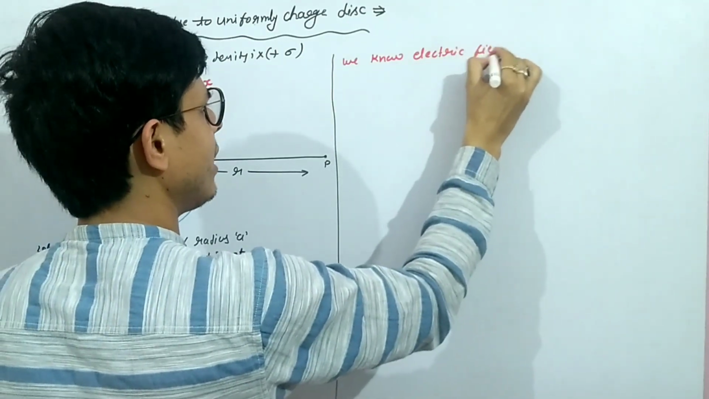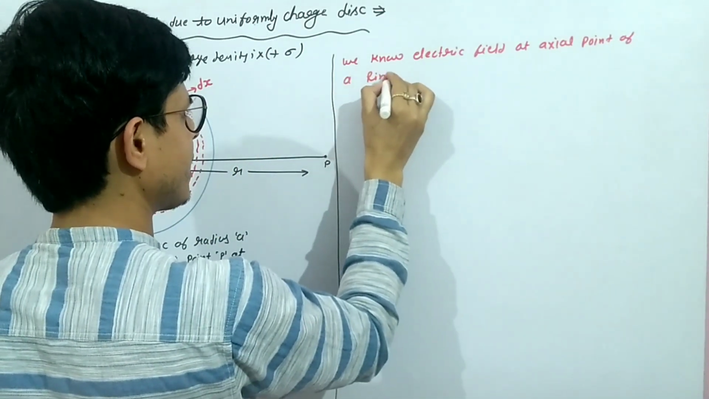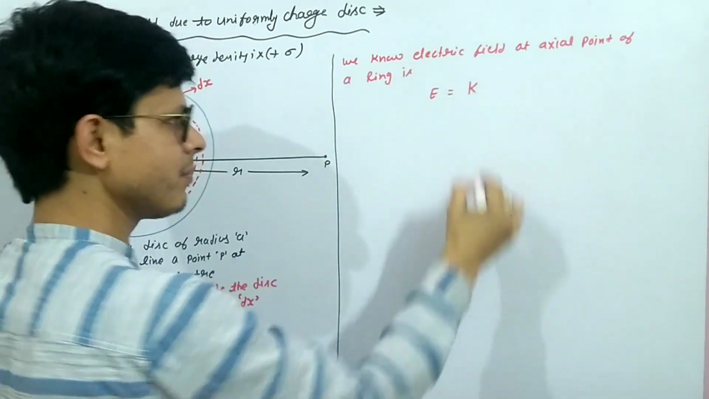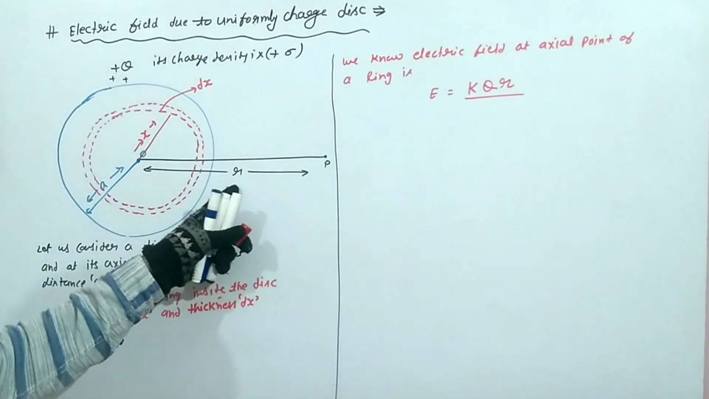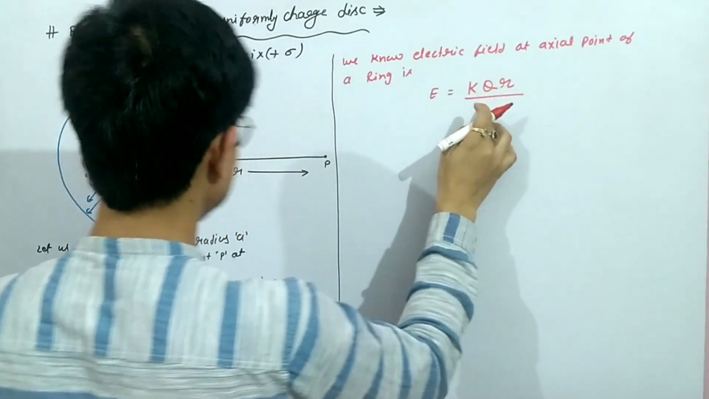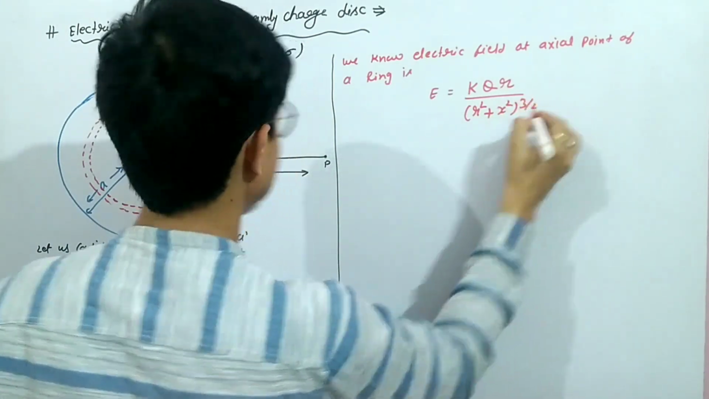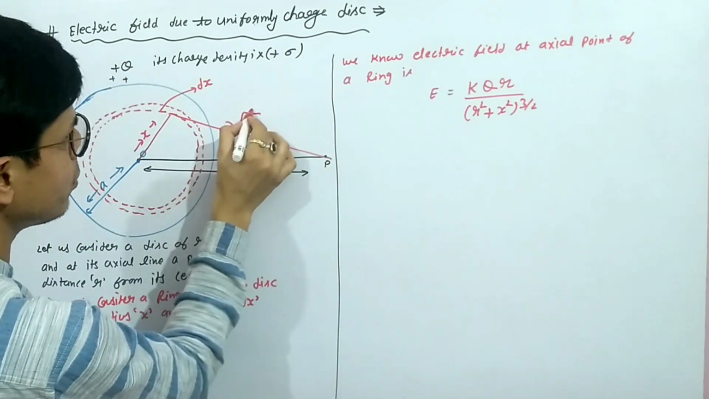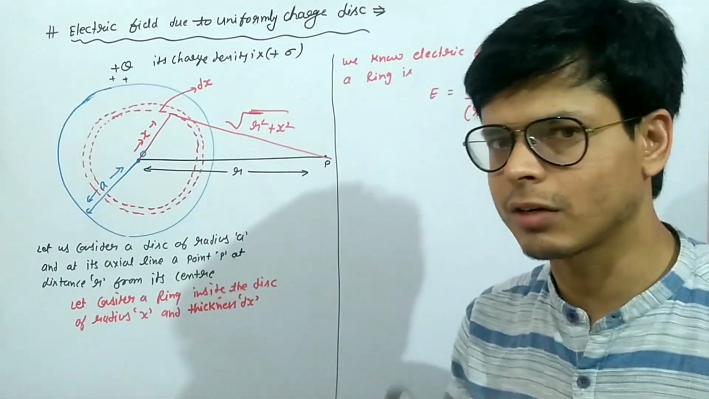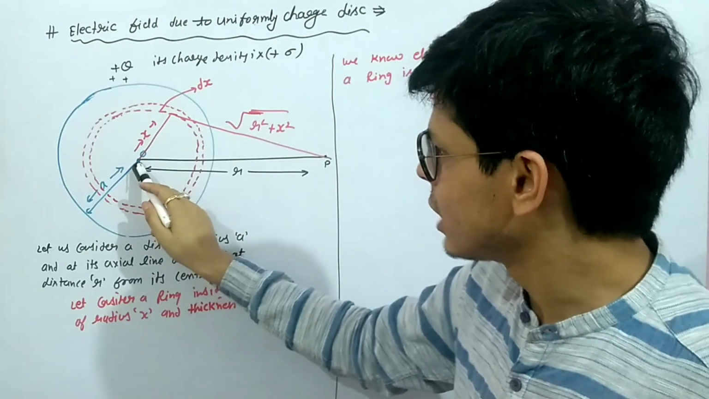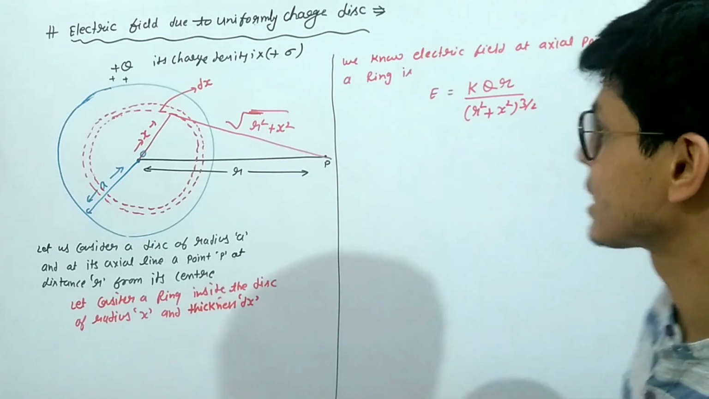Now we know the electric field at the axial point of a ring is equal to KQR upon (R square plus x square) to the power 3/2, where R is the distance of the point from the center and x is the radius of the ring. This is the one derivation we have done: the electric field due to a ring at its axial point.